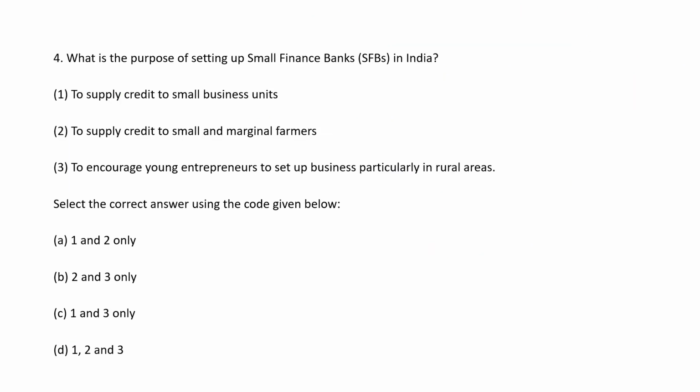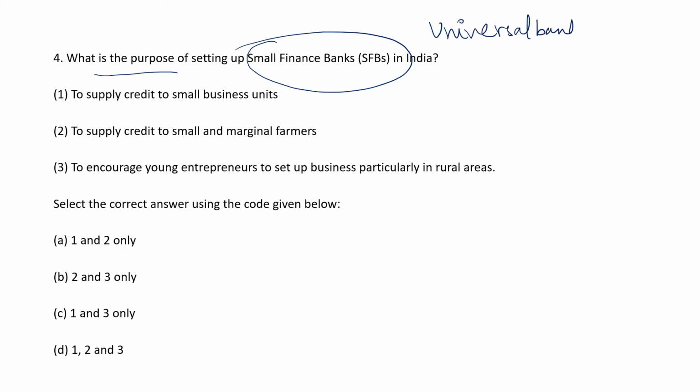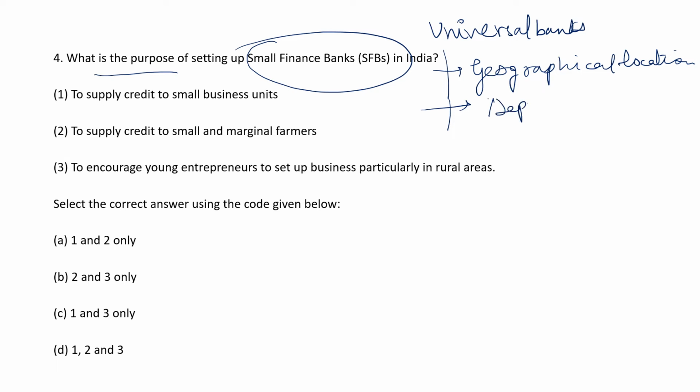Question is, what is the purpose of setting up a small finance bank? So there are majorly two types of banks in India. First is universal banks. Universal banks are those banks which can be set up at any geographical location. There is no boundation on them to set up at a particular geographical location. They have no bound on how much amount you can deposit or how much amount you can lend. No boundation on that. And they can issue debit cards, they can issue credit cards.